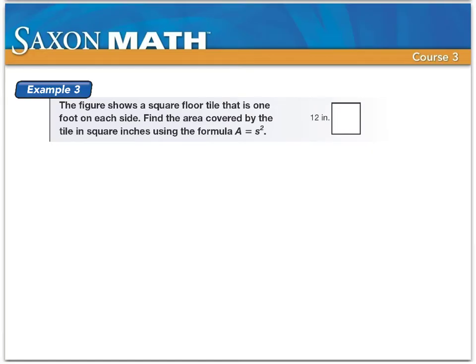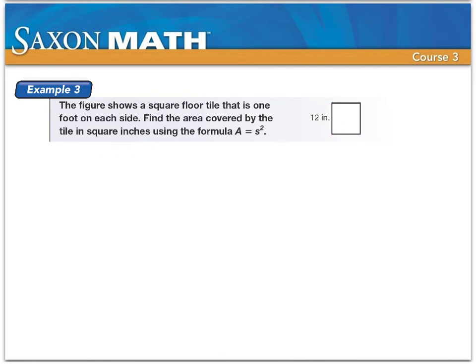Okay, let's move on. Okay, so example 3 says, this figure shows a square floor tile that is 1 foot on each side. And it says, find the area covered by the tile in square inches using this formula that they give you right here. Well, we know that a square floor tile is 1 foot on each side. So really, they already told you right here that 12 inches is equal to a foot. Okay? They made it in inches because we're trying to find our answer in inches.